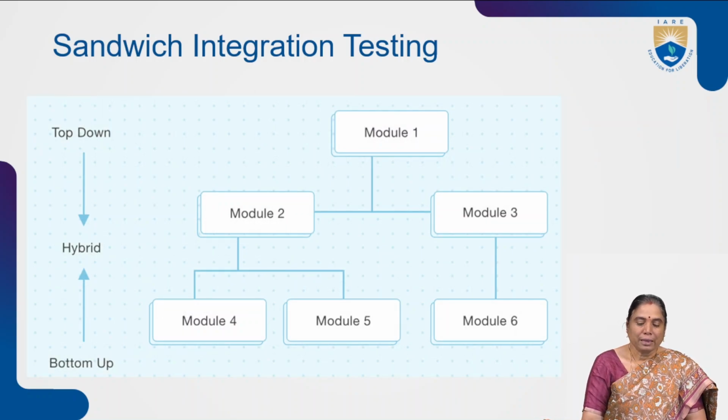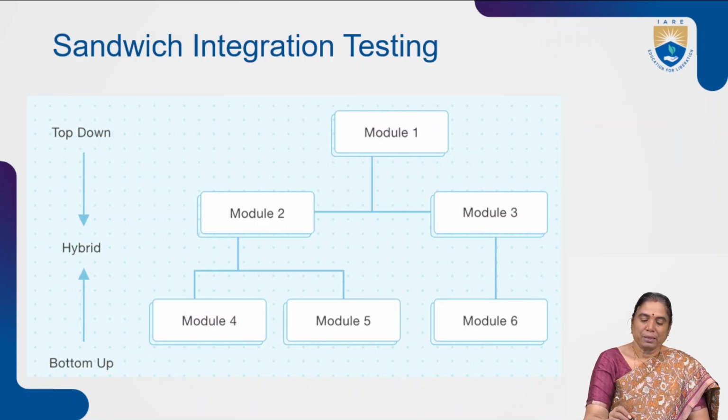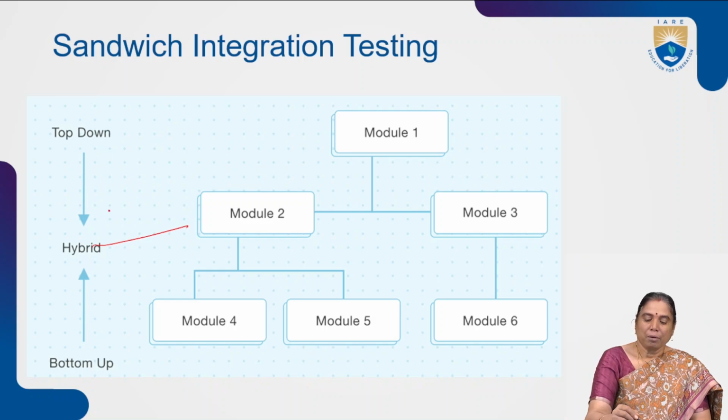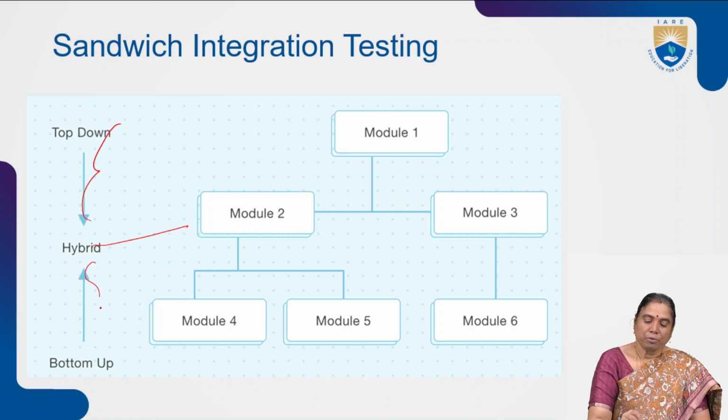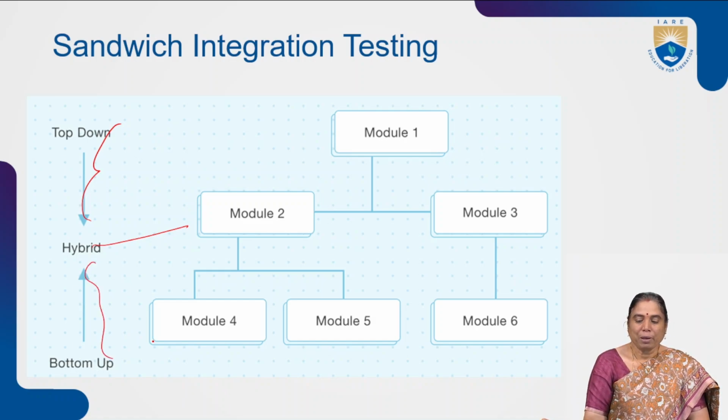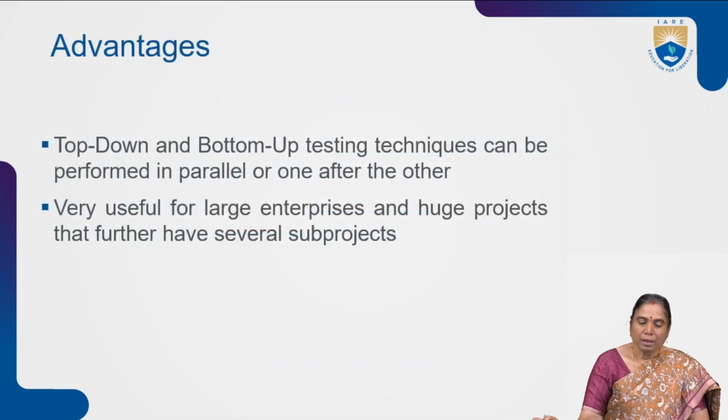Consider this example. Here three layers must be there. The upward testing must be carried out with the top-down approach, and the downward testing must be carried out with the bottom-up approach. The middle layer modules must be tested with the Big Bang approach. The advantages are that top-down and bottom-up testing techniques can be performed in parallel or one after the other. It is very useful for large enterprises and huge projects that have several sub-projects.